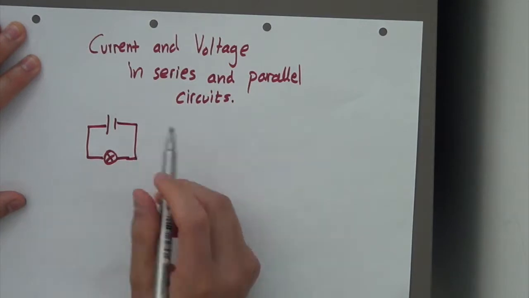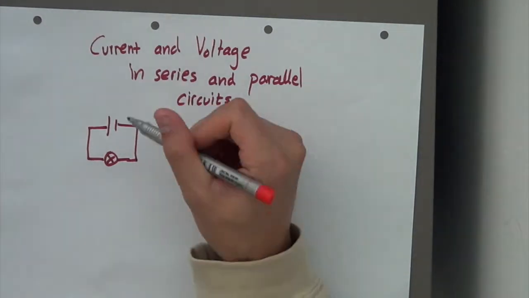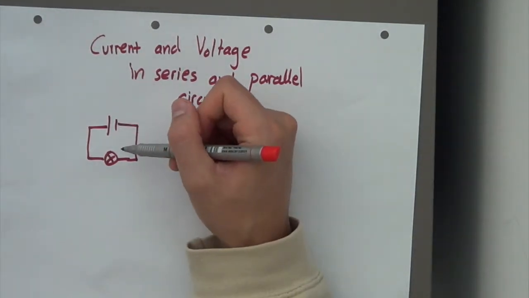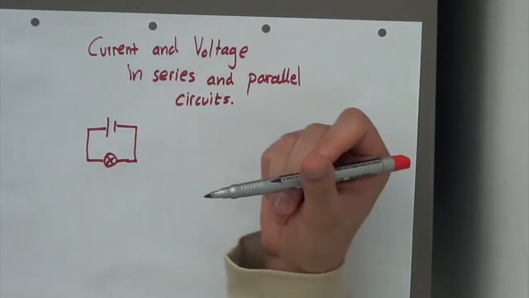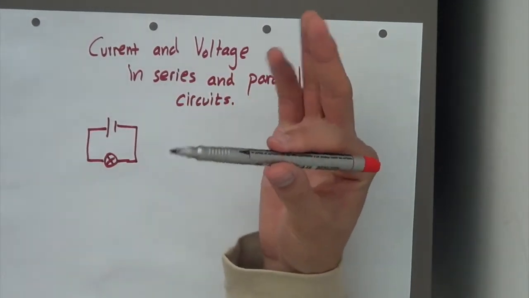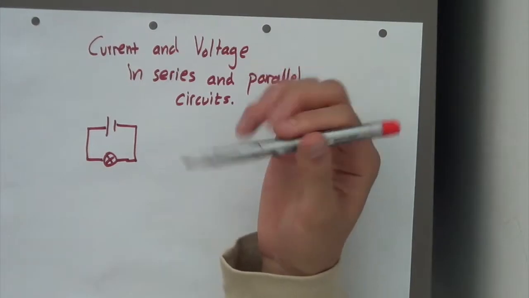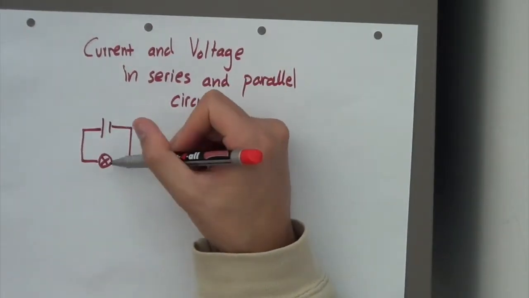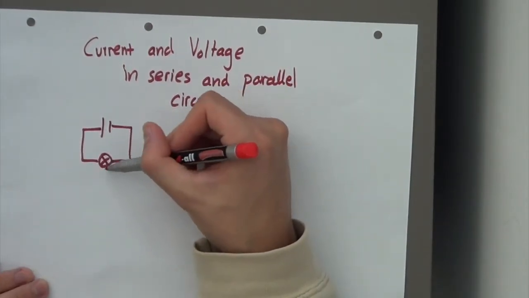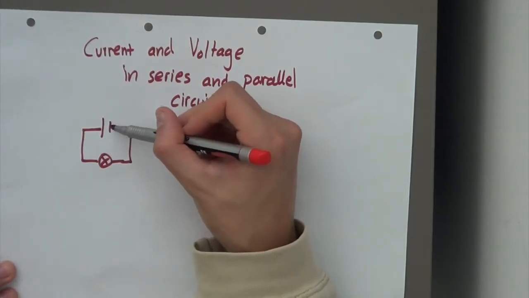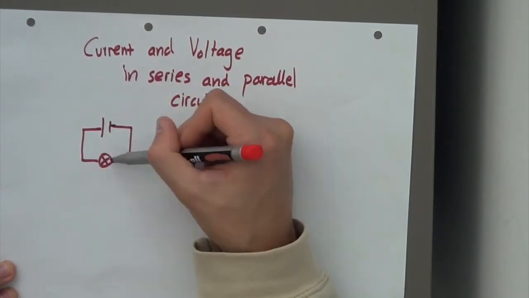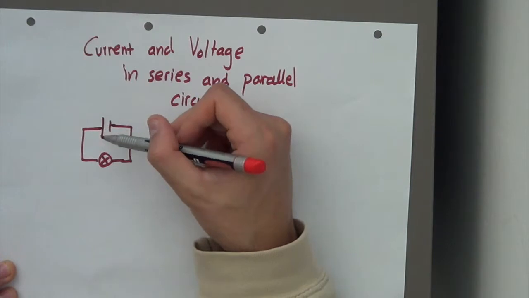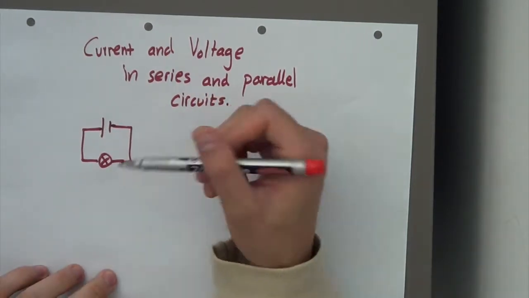is this. Okay? Now, a series circuit, think of a TV series. Okay? What do you have in a TV series? You have loads and loads of episodes and loads of seasons. So in this TV series, this is quite a boring TV series. We've just got one episode. Okay? But this lamp is connected in one line, or one loop.